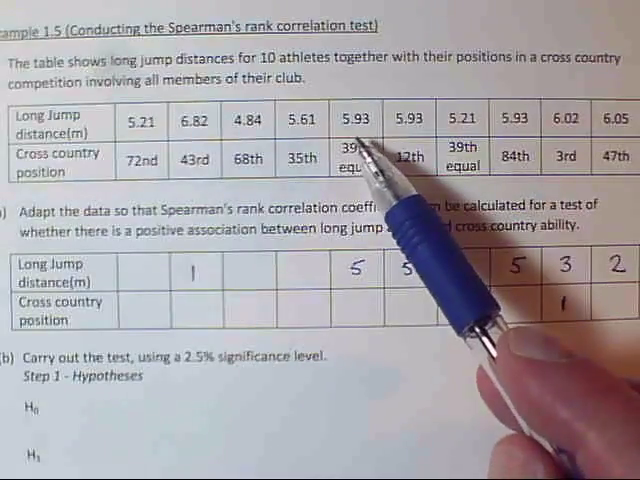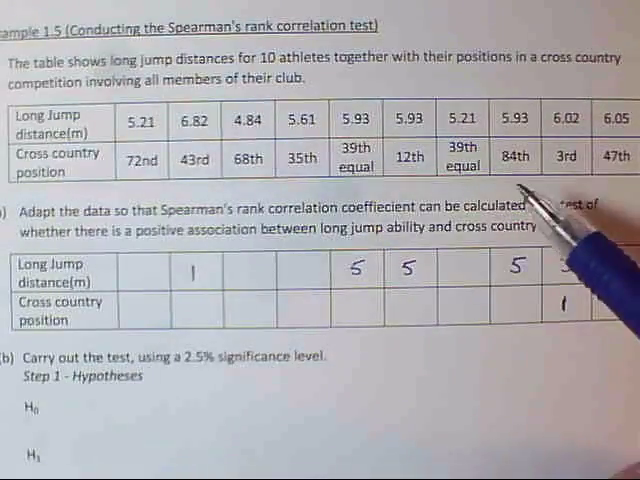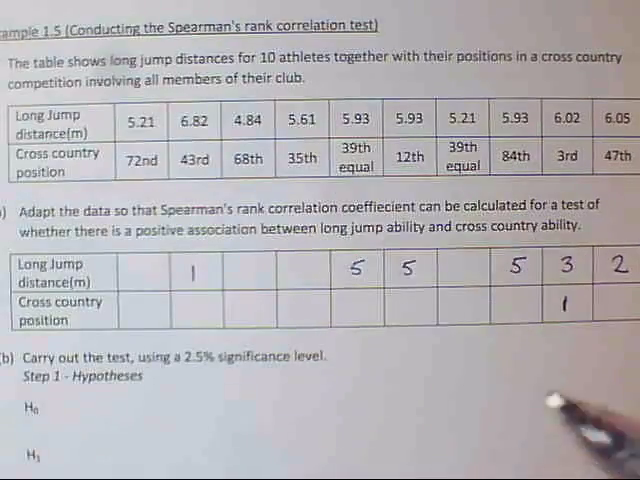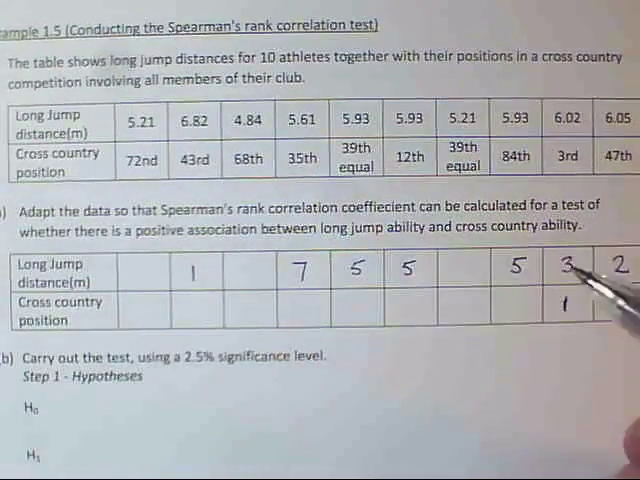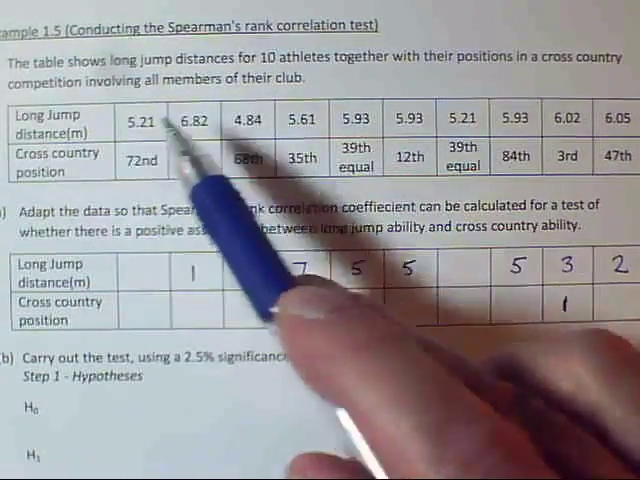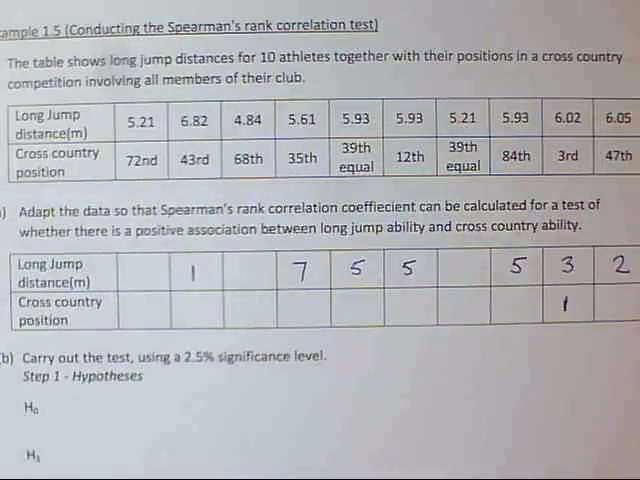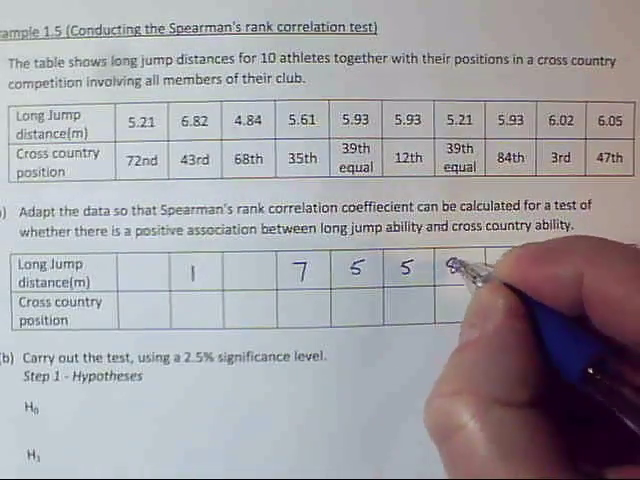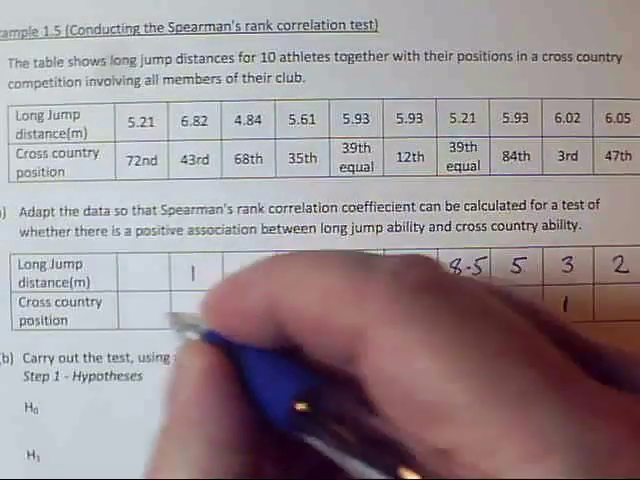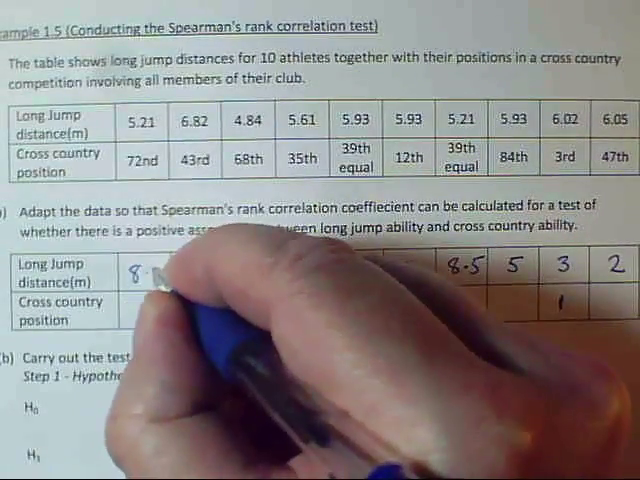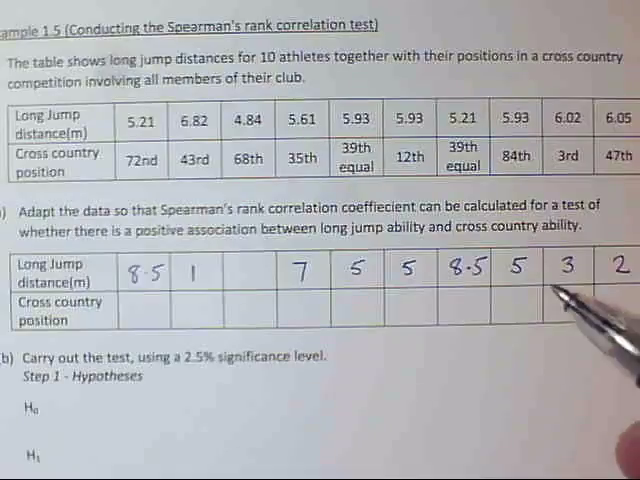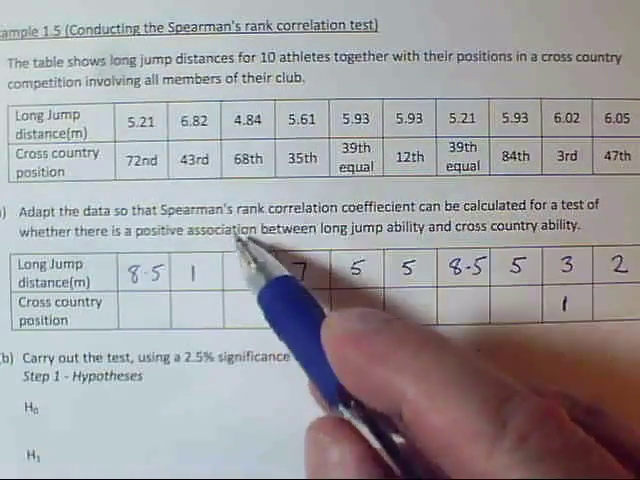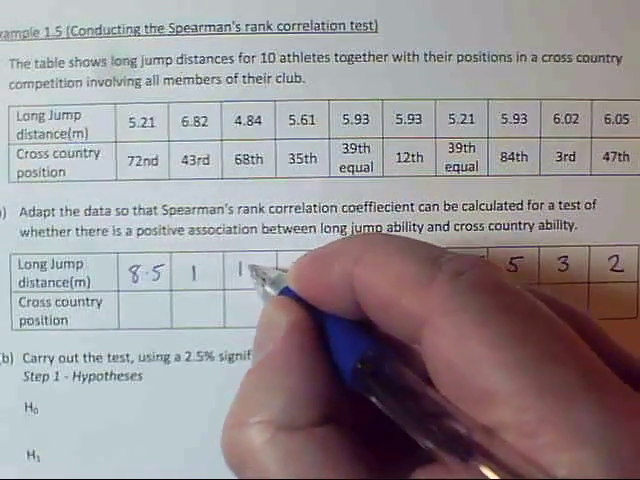Okay, so I've used up ranks 4, 5 and 6, so my next available rank is 7. So shorter than 5.93, my next one is 5.61, so that will be rank 7. But then I've got a tie again. I've got 5.21 for ranks 8 and 9. So the average of 8 and 9 is 8.5. So my tied rank is 8.5 here and here. And then all on its own as rank number 10 is this 4.84. That was the worst person.